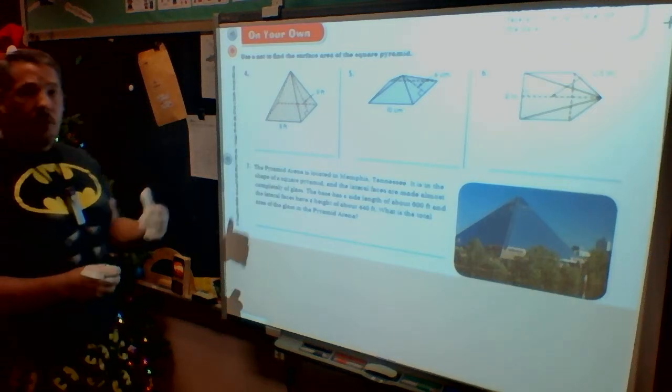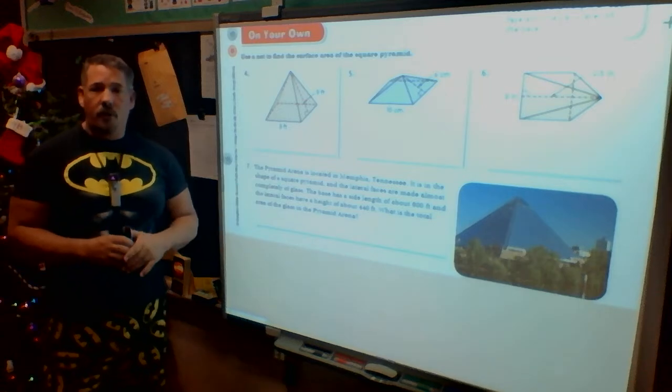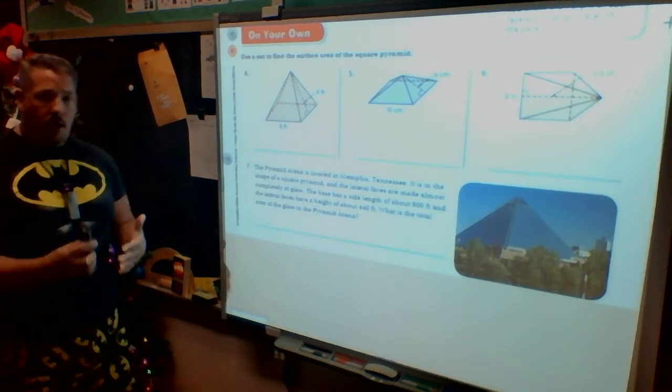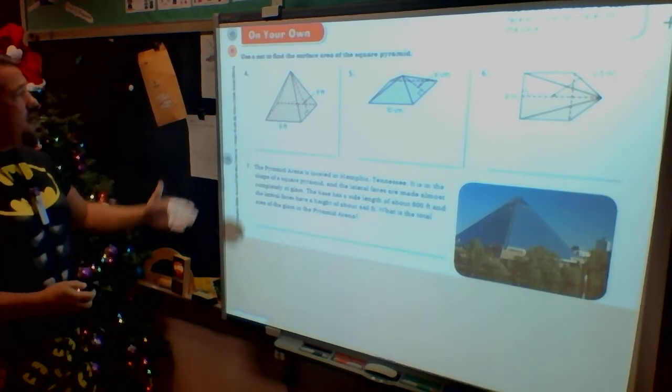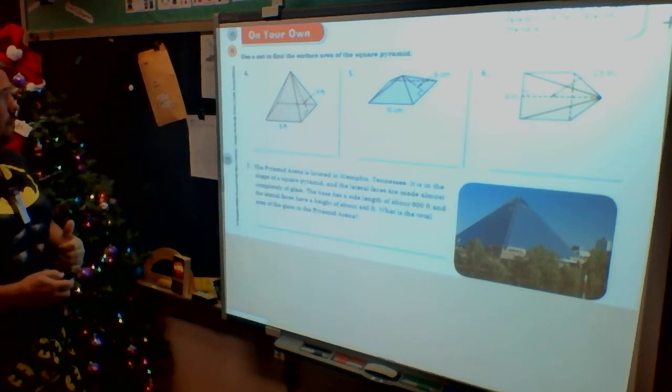We're going to do a couple of these on our own, so you'll pause the video, but we're going to do the first 2 together. So on the first 2, we're going to go step by step. I'm going to take and find the surface area of the square pyramid.